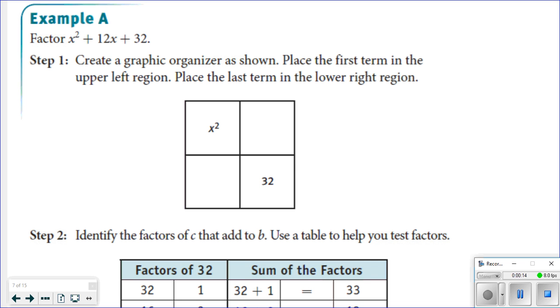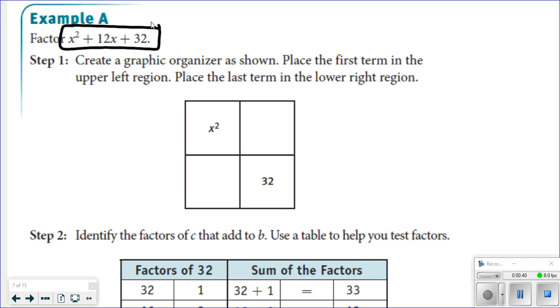So yesterday we mainly focused on algebra tiles. Today we're going to learn the box method. We've already learned it for multiplying, but now we're going to do it for factoring. So if I'm looking at example A in lesson 27.1, we're going to factor x squared plus 12x plus 32. Okay, so that's like ax squared plus bx plus c.